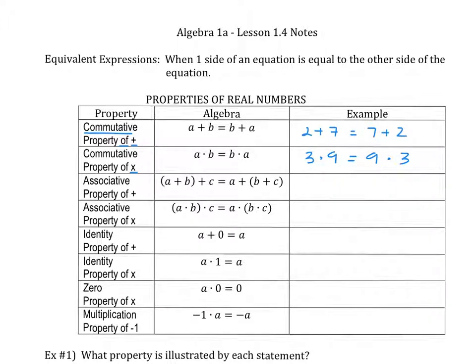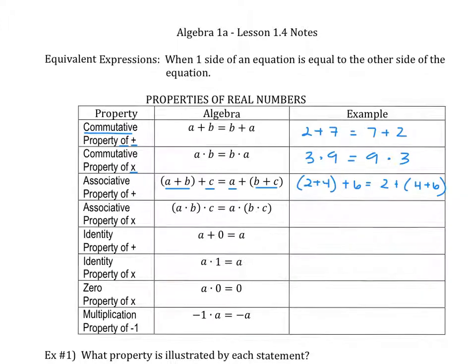Associative property is all about parentheses, okay? If your information inside your parentheses changes, not switches places, if it changes what is inside parentheses, that's the associative property. So, for instance, if I say A plus B and then I add my C, versus if I add my B plus C and then add my A after that, that's the associative property. So it's like saying (2 plus 4) plus 6 is the same as 2 plus (4 plus 6). Okay, it's just moving the parentheses to a different place.